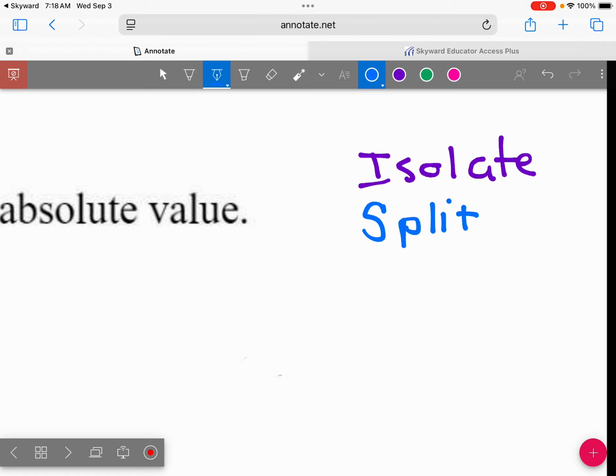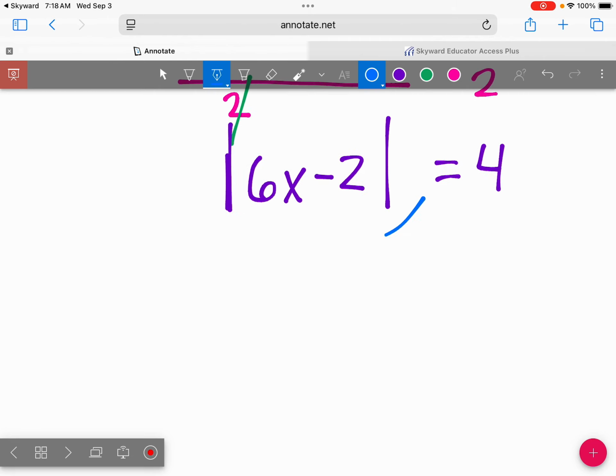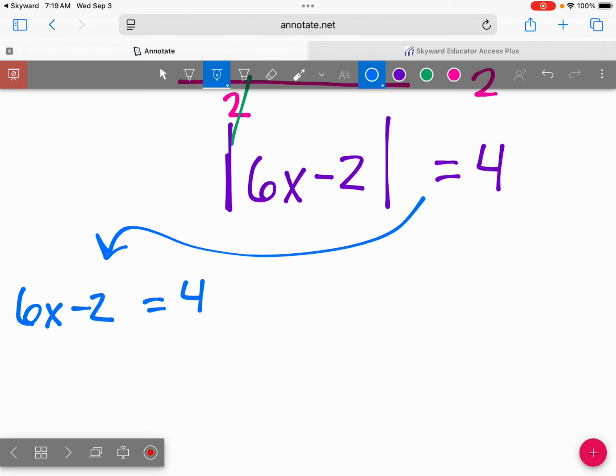We can't add 2 right now because they're still in that jail cell. They're still isolated. We've got to split them up. I have 2 options. 6x minus 2 is 4 steps from 0. That means 6x minus 2, that whole middle bit, might exactly equal 4. It is 4 steps from 0. It might just be at 4. Totally cool. But there's another option.